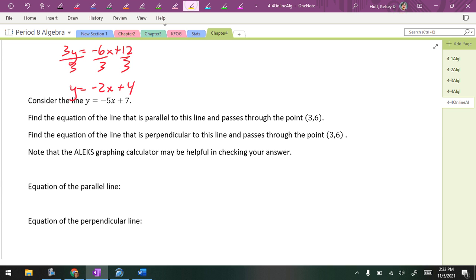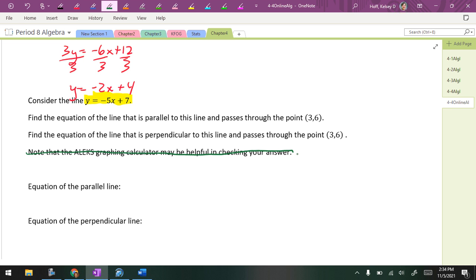Consider the equation y equals negative 5x plus 7. Find the equation of the line that is parallel to this and passes through the point 3,6. Find the equation of the line that is perpendicular to this line and passes through the point 3,6. Note that the Alex graphing calculator may be helpful in checking your answer. Here's what I'm going to tell you. You don't need the Alex graphing calculator. Everybody always says, Miss Hoff, how do I use the Alex graphing calculator? Don't, because I'm not going to show you and I don't want you to. Now, here's the deal. It says find the equation of the line. Does it tell us what form it has to be in? No. Work smarter, not harder.